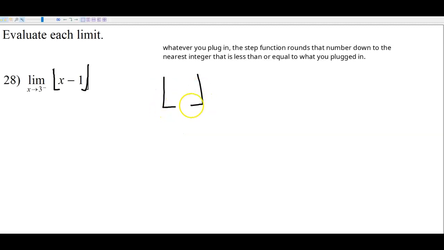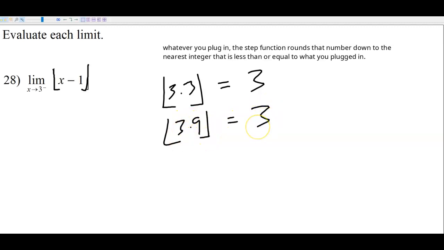Suppose you have this step function here, and you plug into it 3.3. What the step function is going to do is round this number down to the nearest integer, meaning non-decimal or non-fraction number that is lower than it or equal to it. So the integer that is lower than 3.3 is 3. Or if I gave you 3.9, that would still be 3 because we're rounding it down. Now something kind of funny happens with negatives. So if you plug in a negative 3.3, the integer that is lower than negative 3.3 is actually negative 4. So you got to be careful with that.